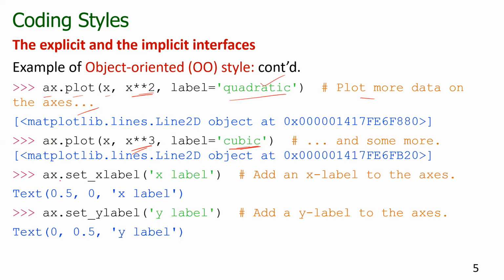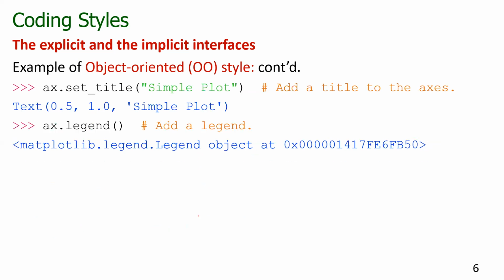Then we are setting the labels. ax.set_xlabel is the name for the x label. Then for the y label, ax.set_ylabel of the y label. So these are all the labels of the x and y axis. Then you can set the title of the figure using the set_title method, ax.set_title. Let us assume simple plot. This adds a title to the axis.